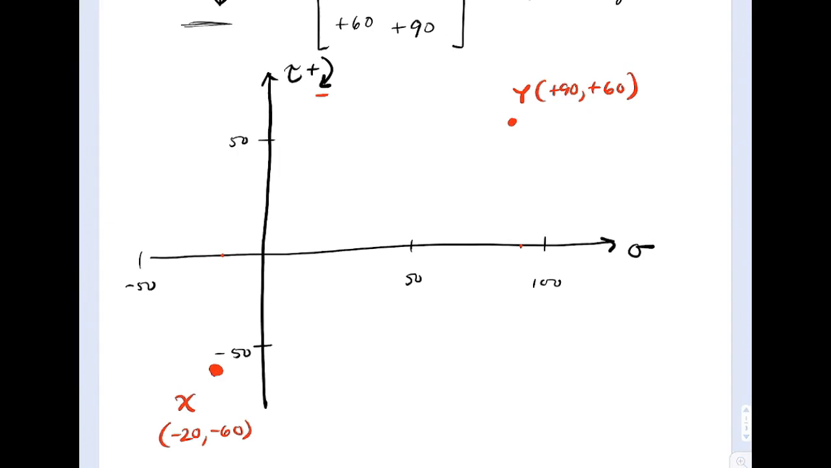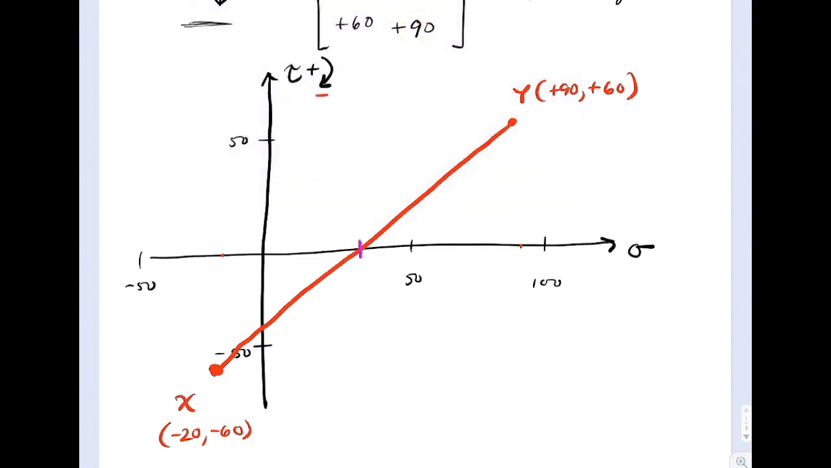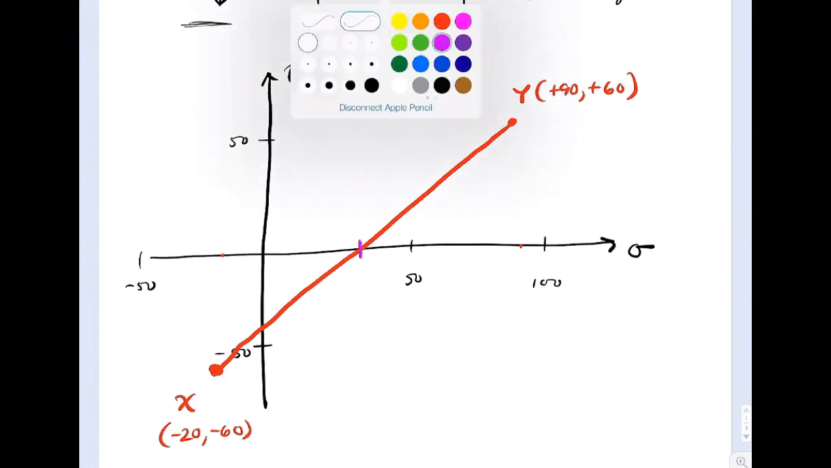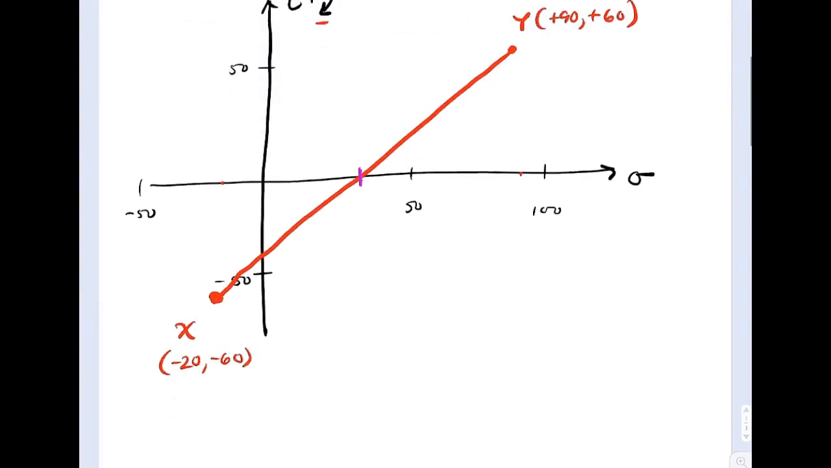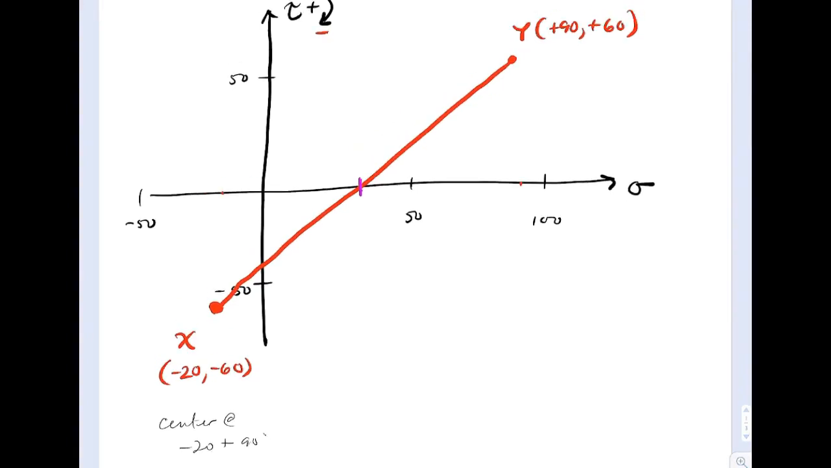So comes real simple. I'm just going to connect those 2 points. So I've actually just found the center right there, but I need to calculate it real quickly. So the center of this circle is going to be at minus 20 plus 90. I'm going to take that quantity and divide it by 2. So the center of that circle is going to be at plus 35. So I'm just going to go ahead and label it right there, plus 35.